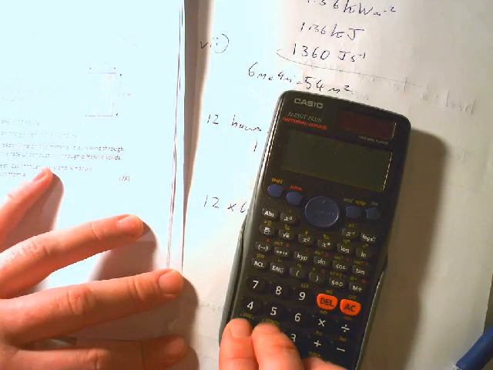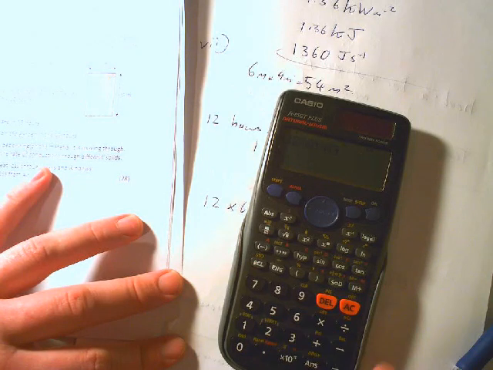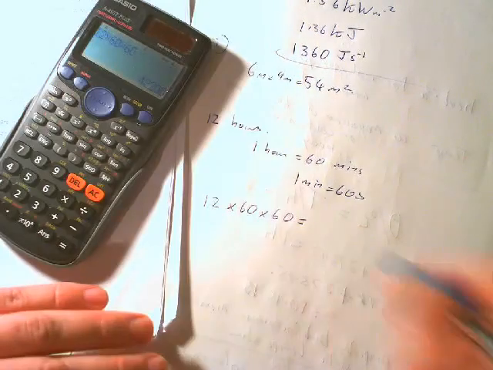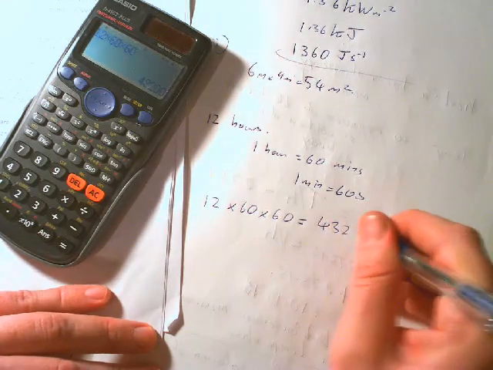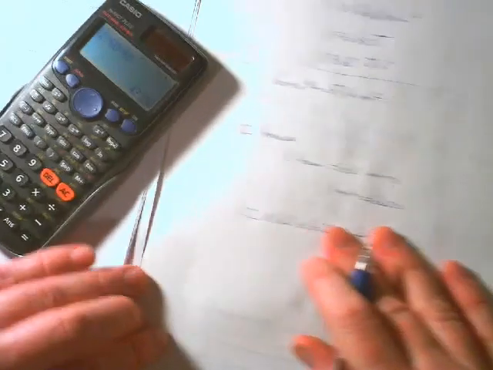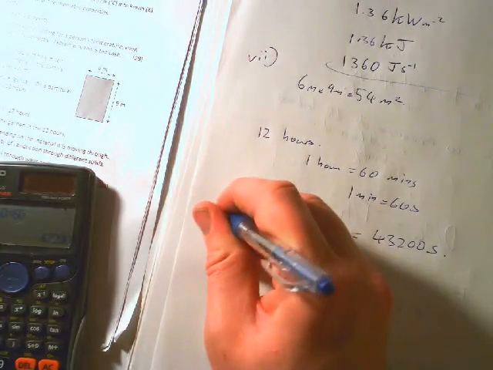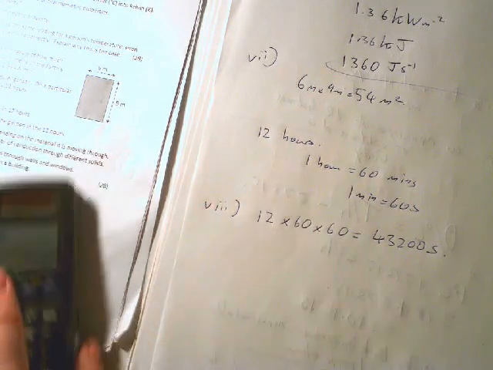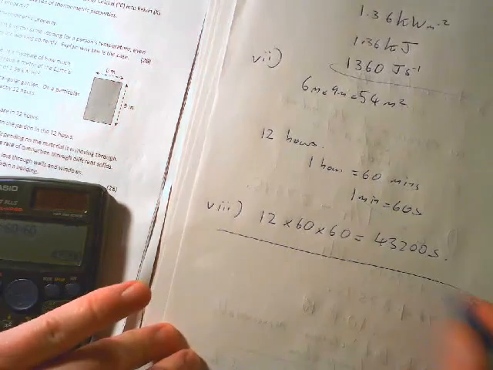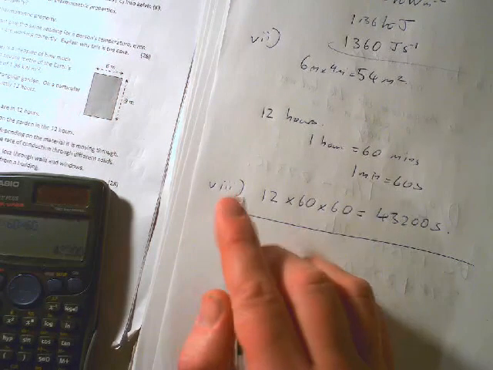Oh, no, syntax error, not the answer, please. 12 times 60 times 60. 43200. 43200 seconds in 12 hours. So that was part VII.